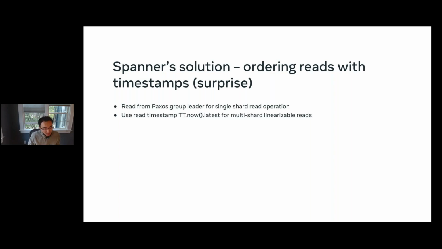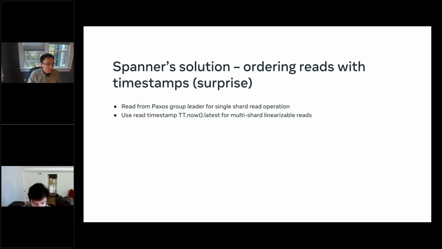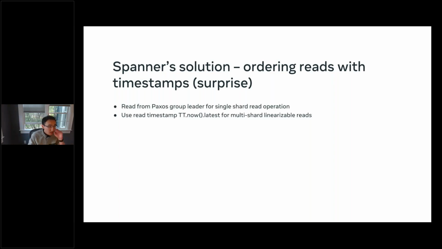Concretely, for a single-shard read, they just read from the Paxos group leader, which is essentially a critical read, and hence satisfies linearizability. But if you are doing multi-shard linearizable snapshot reads, then they actually use a timestamp: the client will pick the latest timestamp and then request a snapshot at that timestamp across multiple shards. Because the read is also ordered using the timestamps, it satisfies linearizability. And also because we pick the latest, it's not going to violate any causality.